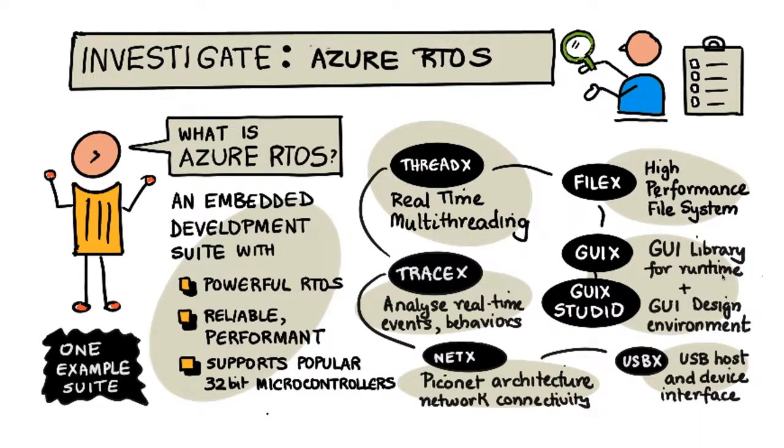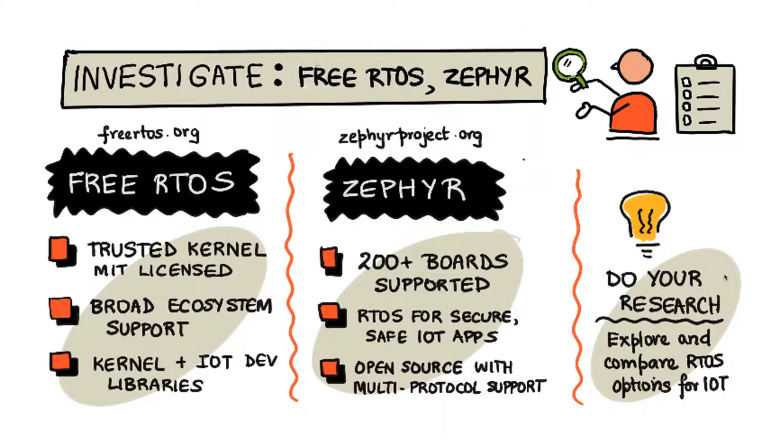So a bit of homework for you. Check out Azure RTOS, that's a good one to look at. It has a number of different components around things like multi-threading, analyzing events in real time, network architectures, file systems for accessing SD cards or other file things, GUI runtimes, and USB connectivity as well. Other ones to look at are FreeRTOS and Zephyr, which run across a whole lot of different devices. So your homework is to check out some of these real-time operating systems.